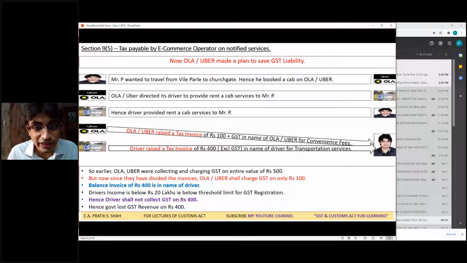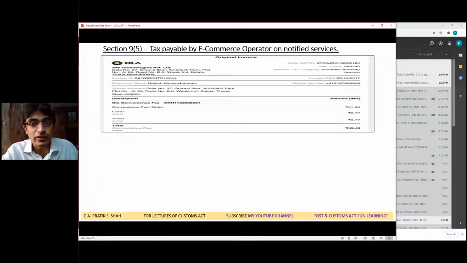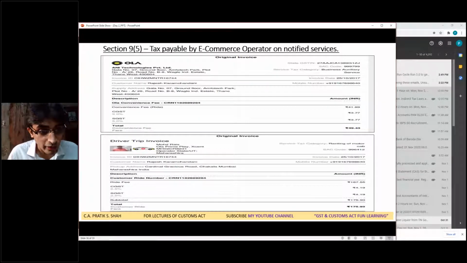If you want to see the invoice, see the invoice. See this. This is the invoice of Ola Uber. You can see the convenience fee, 42 rupees, plus GST. You can see the Ola name, ANI Technologies. But there are always two invoices when you travel by Ola Uber. Always two invoices. See the second invoice. It is in the name of the driver. There is no name of Ola Uber, not even the logo of Ola Uber. It is in the name of the driver.